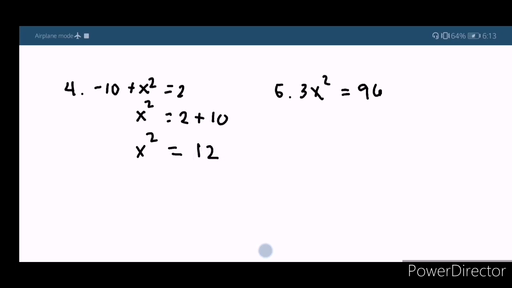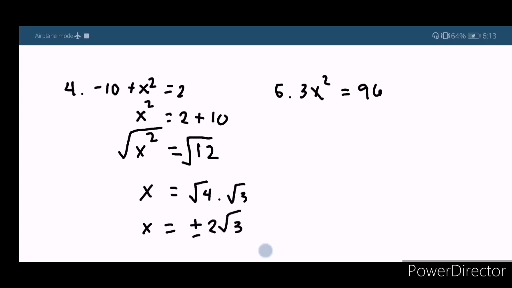Then the next thing that we need to do is to get the square root of both sides. Kunin natin yung square root nito, kunin natin yung square root nun. Square root of x squared is x. 12 is not a perfect square. So the next thing that we need to do again, isip tayo ng dalawang number na yung isa ay perfect square, yung isa ay hindi perfect square. So ano yung dalawa na yun? That's 4 times 3. We know that 4 is perfect square and 3 is not perfect square. So we have square root of 4 times square root of 3. So x is equal to, ang square root ng 4 ay 2. So we have positive and negative 2 square root of 3. Okay. So this is our answer.